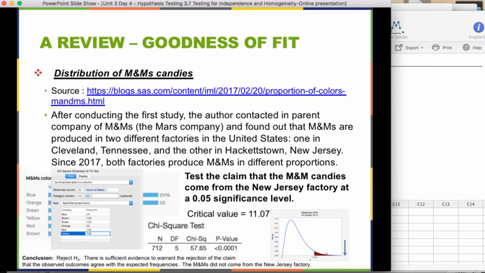This sample is not consistent with coming from the New Jersey factory. There's sufficient evidence to warrant a rejection of the claim that the observed outcomes agree with the expected frequencies. The M&Ms do not come from the New Jersey factory.